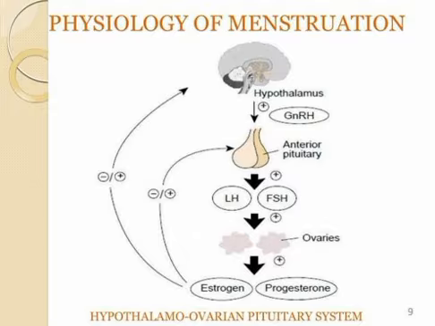Next will be the physiology of menstruation. We know that the hypothalamus releases gonadotropin releasing hormone, which acts on the anterior pituitary. Due to that, there will be the secretion of luteinizing hormone and follicle stimulating hormone acting on the ovaries. After that, the ovaries release estrogen and progesterone. Thus, due to this, there will be menstruation every 28 days.